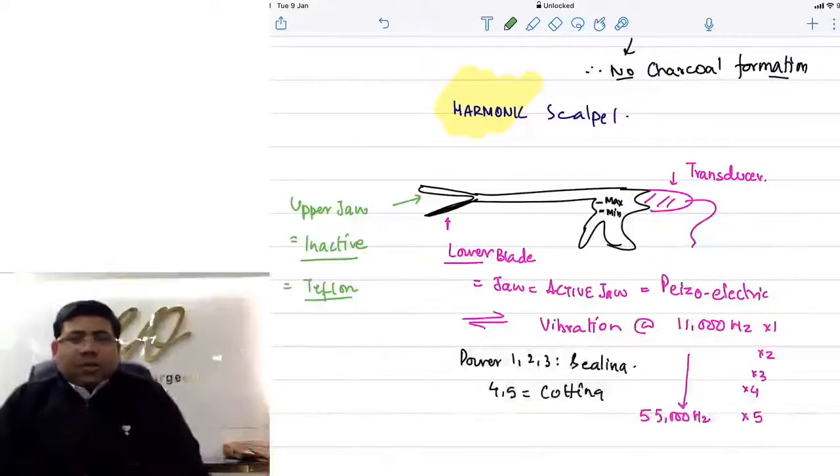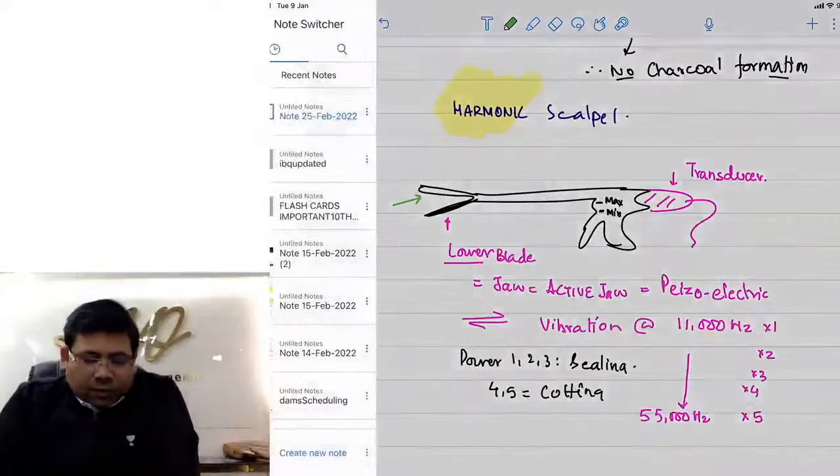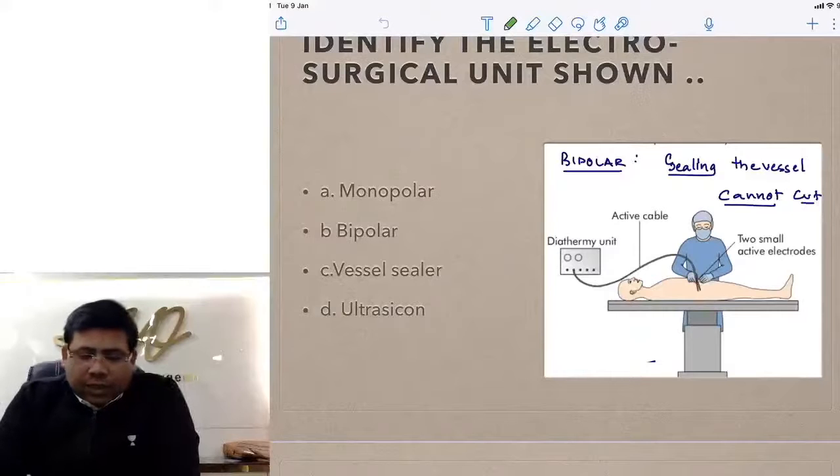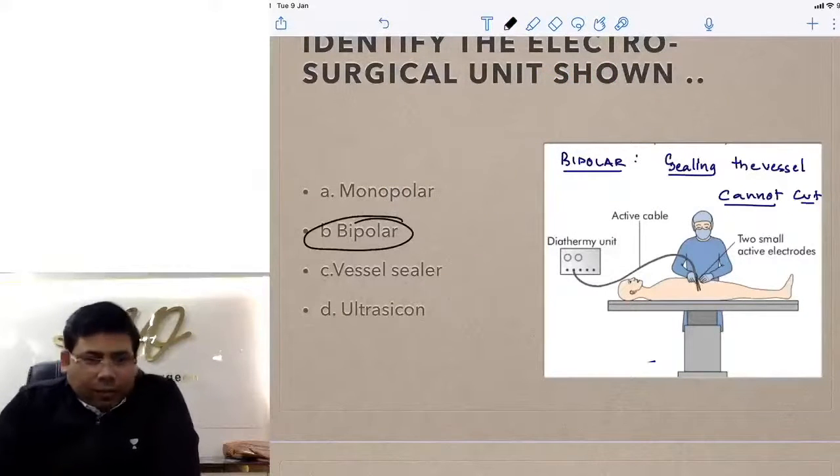I hope these things are clear. You understood something? Yeah. So if you see, the answer for this is a bipolar. Yeah. Answer for this is a bipolar.